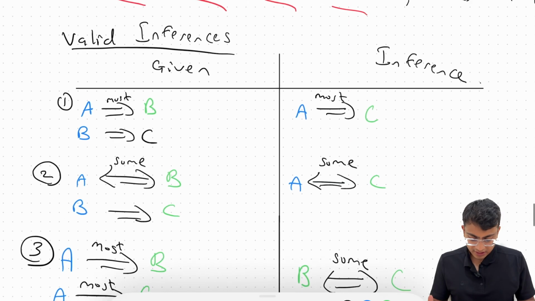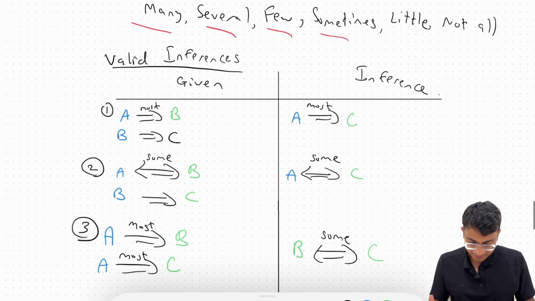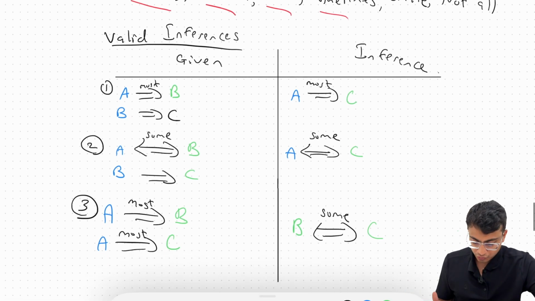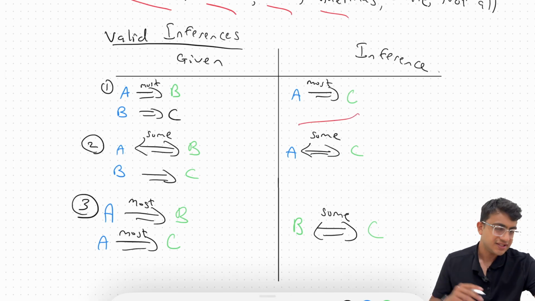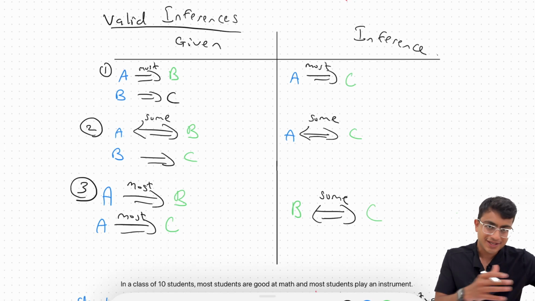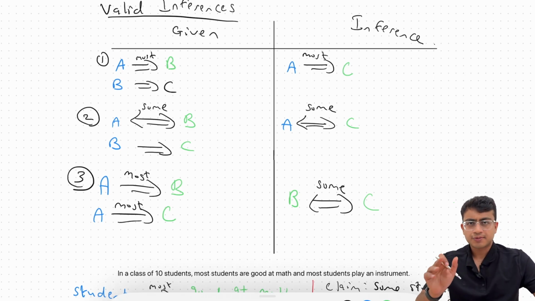Here's a table, and you can check out the notes for a neater version of the table. But these are all the valid inferences that we can make given a few diagrams. So we already covered that when we have a most and an implies arrow, I can directly write A implies C. This is the first thing you learned for most. Similarly, if I have some and an implies arrow, I can use the common link B to directly say A some C.